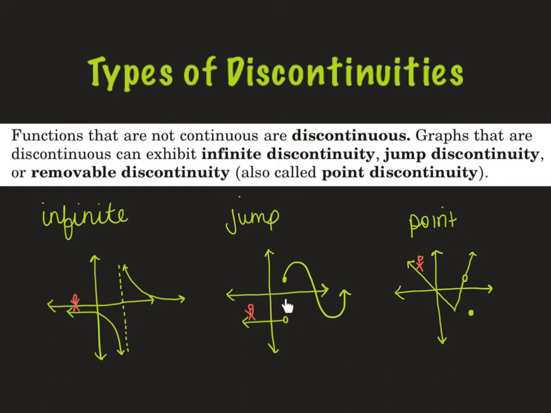We have a jump discontinuity. Generally, this is more like a piecewise function or step function, most likely piecewise. And then we have our point discontinuity. This is probably the most frequent one that you'll see. Point discontinuities occur a lot when you are given a rational function and you can simplify it a little bit. So point discontinuities, one point is missing. It may be somewhere else on the graph, so always keep that in mind.